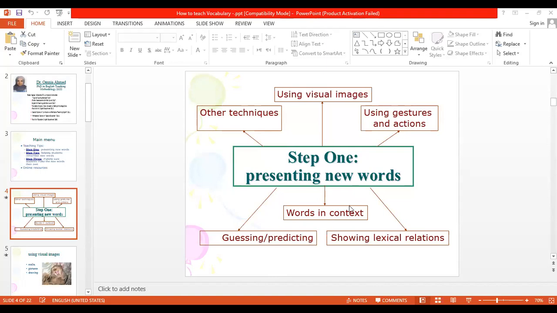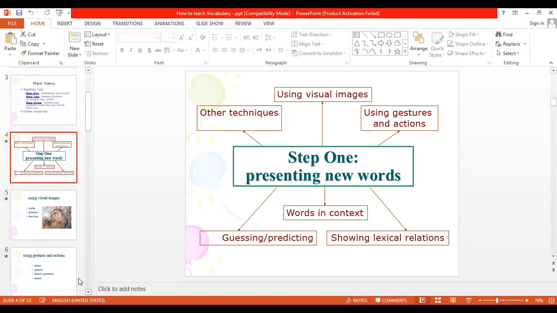For words in context, showing lexical relationship, guessing and predicting, all of these work more with the older students, the teenagers, more than the younger students. And there are many other techniques than these. But let's first introduce one idea of each one, all right? And see how we can teach students inside the classroom.